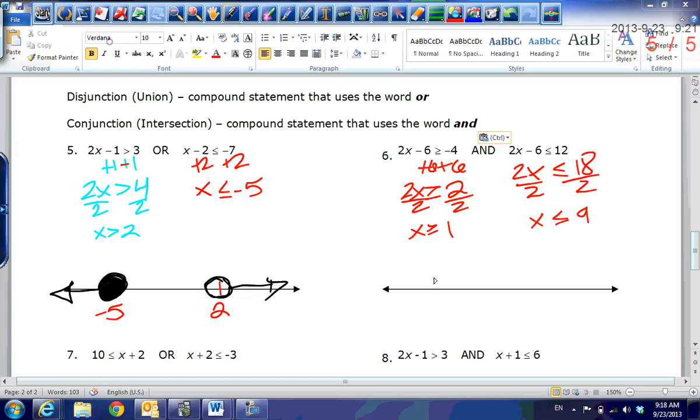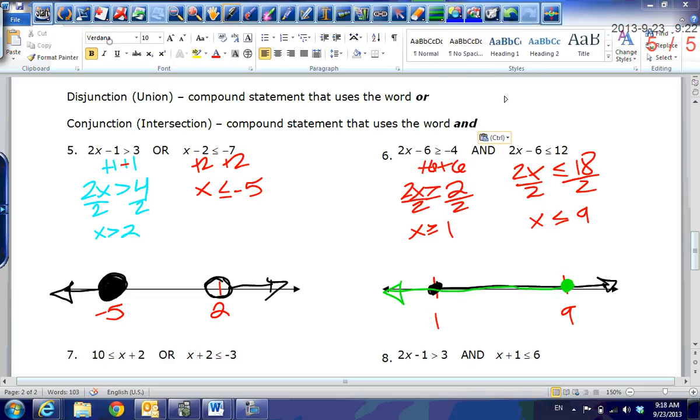So I find 1 on my number line. Oh, there it is. I find 9 on my number line. Oh, there it is. It says greater than or equal to 1. Closed circle. And it's greater than, so that means it's going to be right. Then it says less than or equal to, closed circle again. It says less than or equal to 9. Goes the other way.